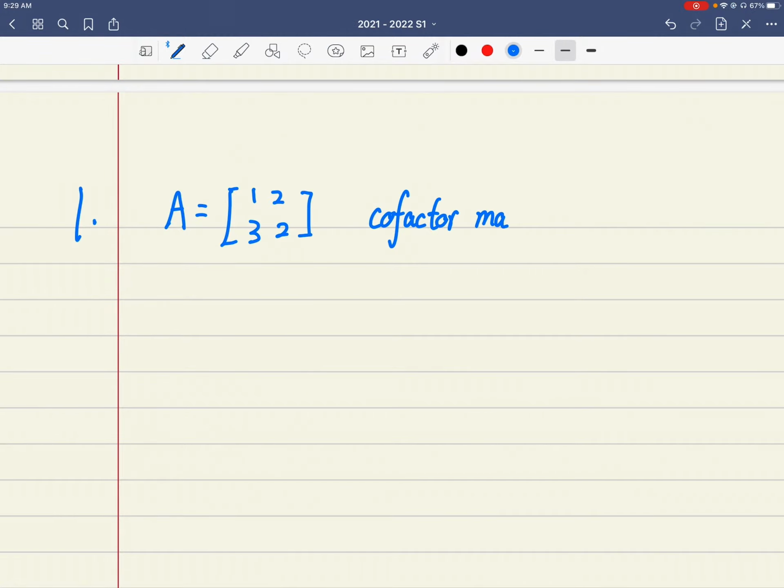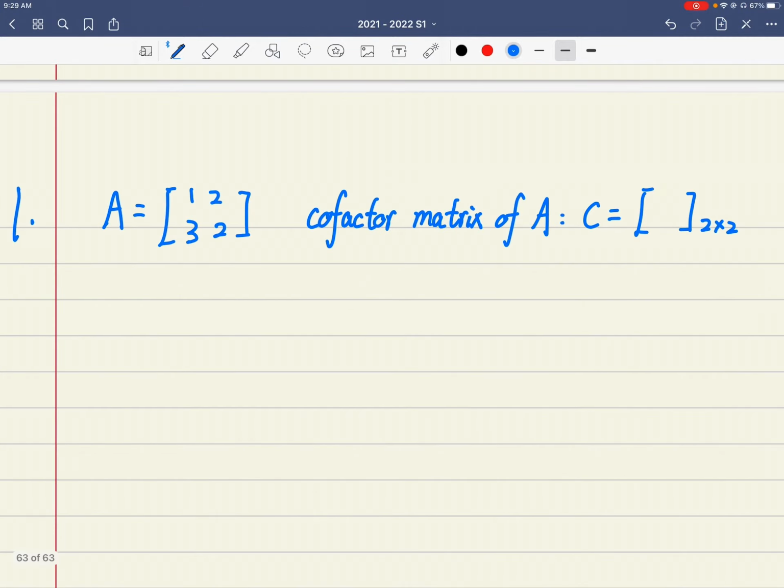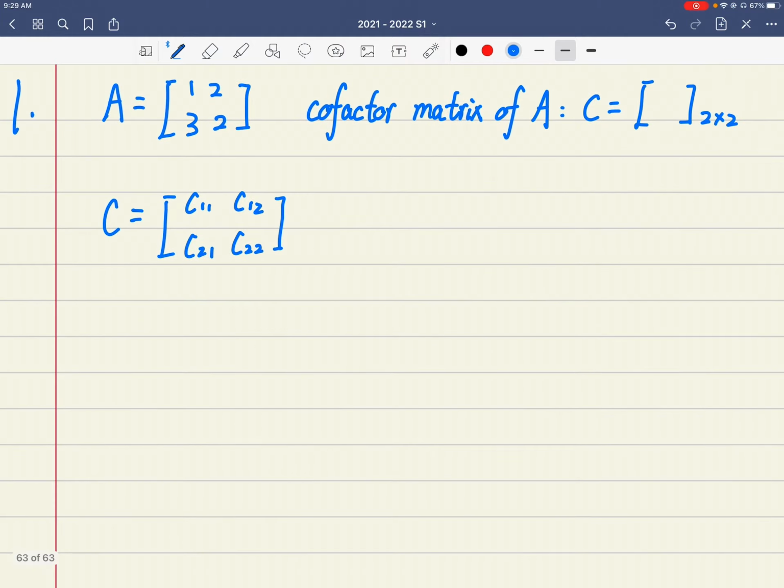okay, first thing, it's also a matrix. And second thing, it always has the same size as A. So you should also expect a 2 by 2 matrix. Okay, and let's call this cofactor matrix C. This matrix C should be C11, C12, C21, C22. Okay, and what are the values of these entries?